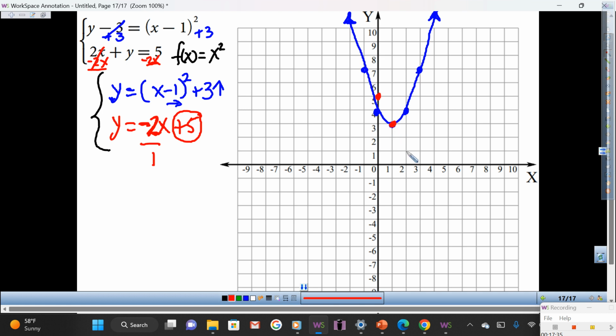2 steps down, 1 to the right. Plot your point. Do it again. Now let me go the opposite direction. Here it is. I start at 5. Instead of going 2 down, 1 to the right, I go 2 up, 1 to the left. 2 up, 1 to the left. And I do that so I can have a more accurate graph.